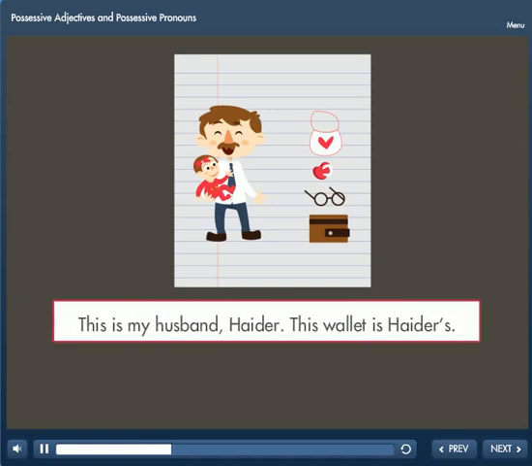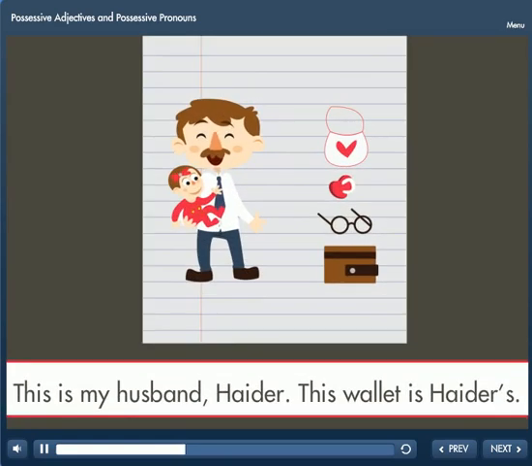This is my husband, Heather. This wallet is Heather's. Look here. First, I introduced my husband. Now I need to mention his belongings using a possessive pronoun. Does a possessive pronoun come before or after the noun? After. This is Heather. So I need to say what belongs to Heather. This wallet is his.